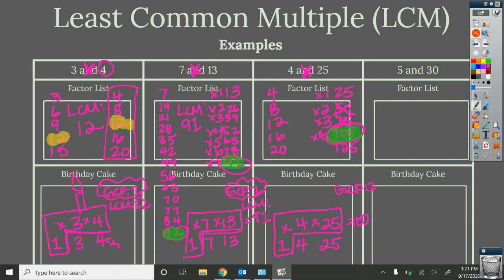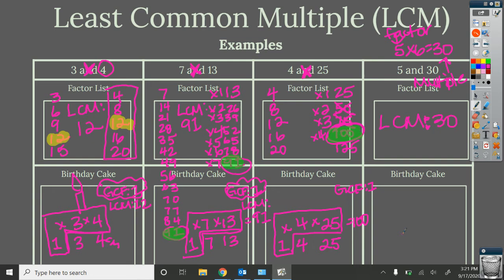All right, last problem, factor list. We're looking to see what the relationship is between 5 and 30. Is 5 a factor of 30? And hopefully you're realizing that in fact, 5 times 6 is 30. So 5 is a factor of 30, and 30 is a multiple of 5. And if 30 is a multiple of 5, then 30 has to be the least common multiple.